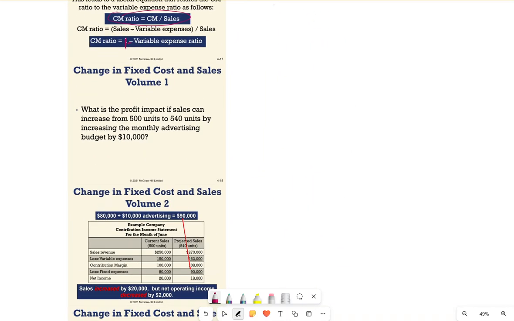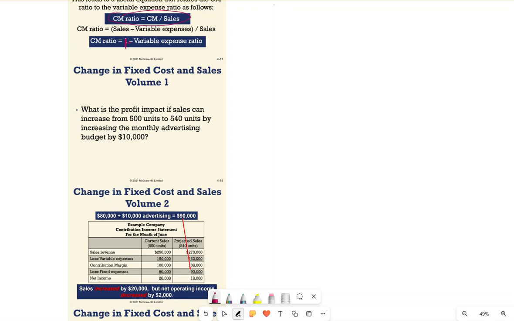Now we said the fixed cost stays the same, it does not change. Now, sometimes what happens is if we're in the relevant range, the fixed expense does not change. But then sometimes the fixed expense changes.